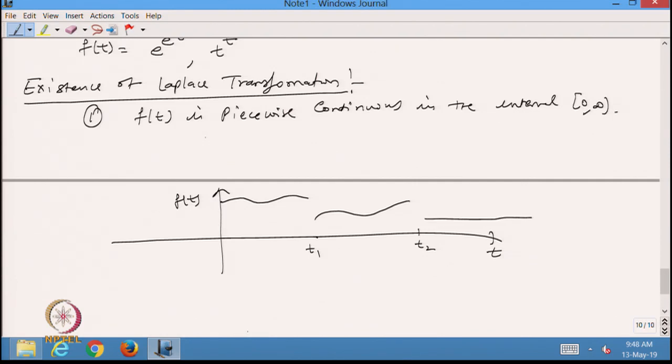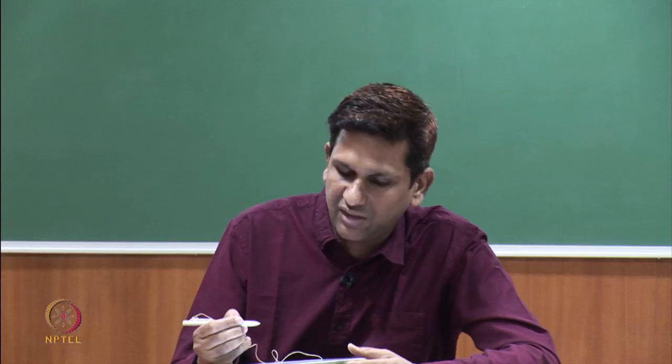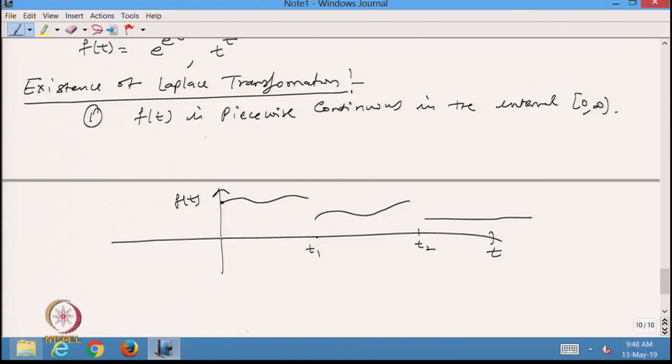So, in this case the value of the function at t equal to 0 is this value, because we are discussing here that my function is continuous, but in pieces. If the function is continuous, its value is well defined for any value of t. So, at t equal to 0 the value of the function is this one. Let at t equal to 1 the value of the function be this one, and at t equal to 2 the value be this one.